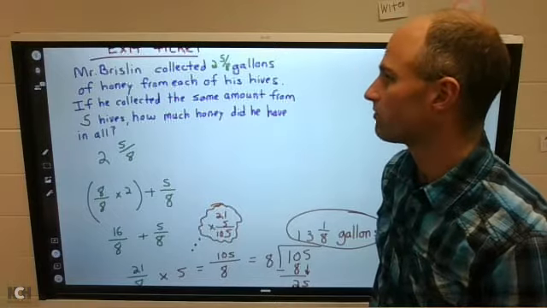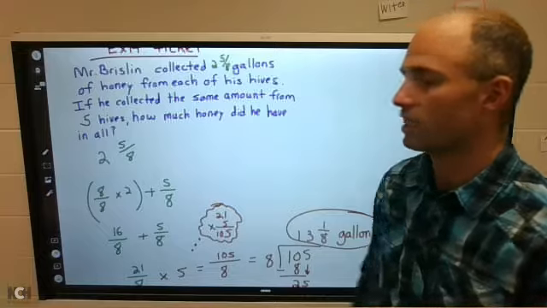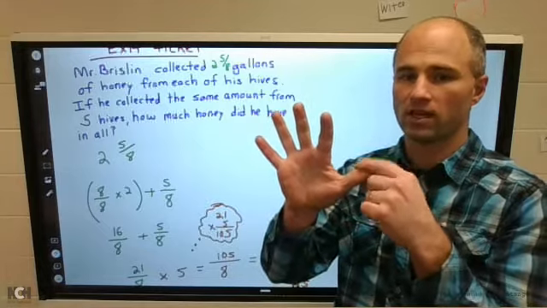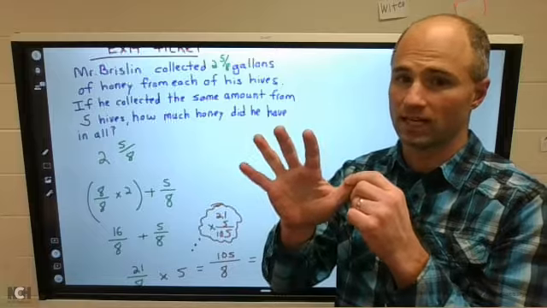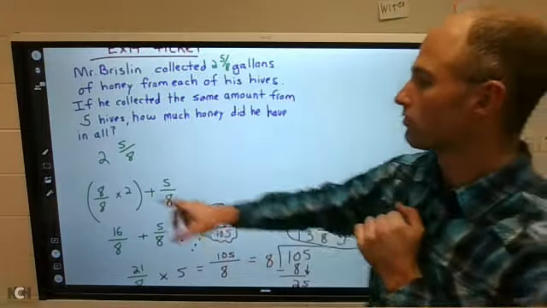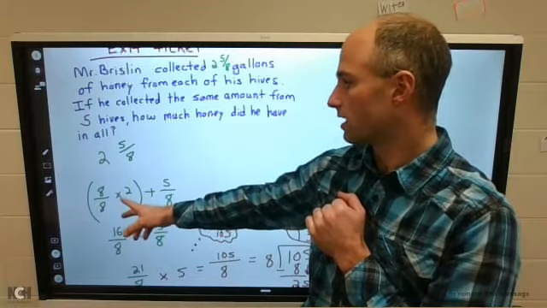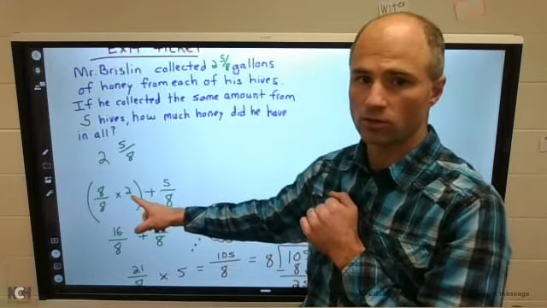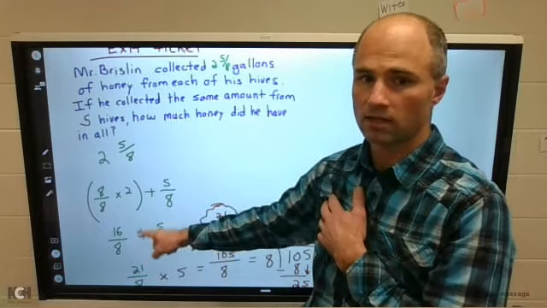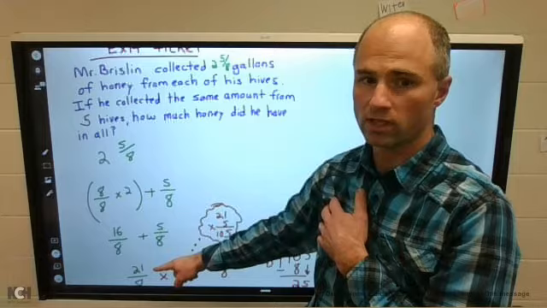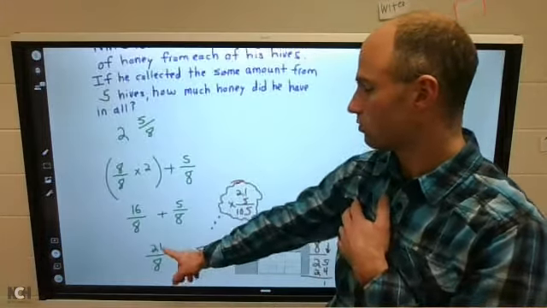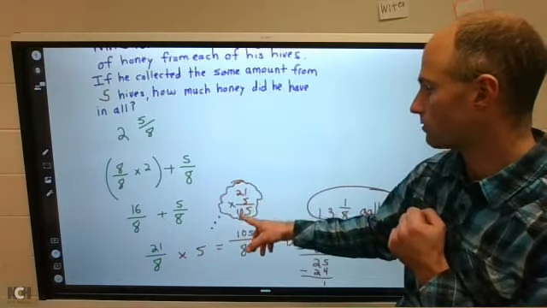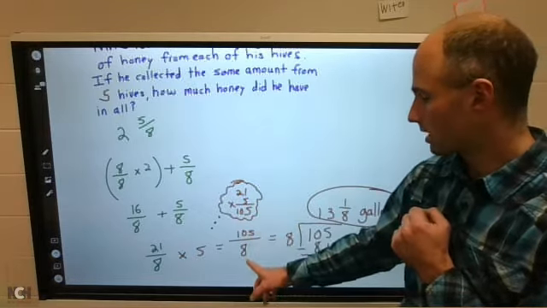If he collected the same amount from 5 hives, how much honey did he have in all? All right, hives, 5 of them. Each of them has 2 5/8 gallons of honey in them. It's a lot of honey. All right. So first I'm going to convert 2 5/8 to become improper. 8/8 is what I'm using because that's my denominator. 8/8 2 times to get 16/8 plus my 5/8 will give me 21/8. Zoom that up here. 21/8. I'm going to times that by 5. That's my 5 hives. I'll get 21 times 5 gives me 105 over 8.